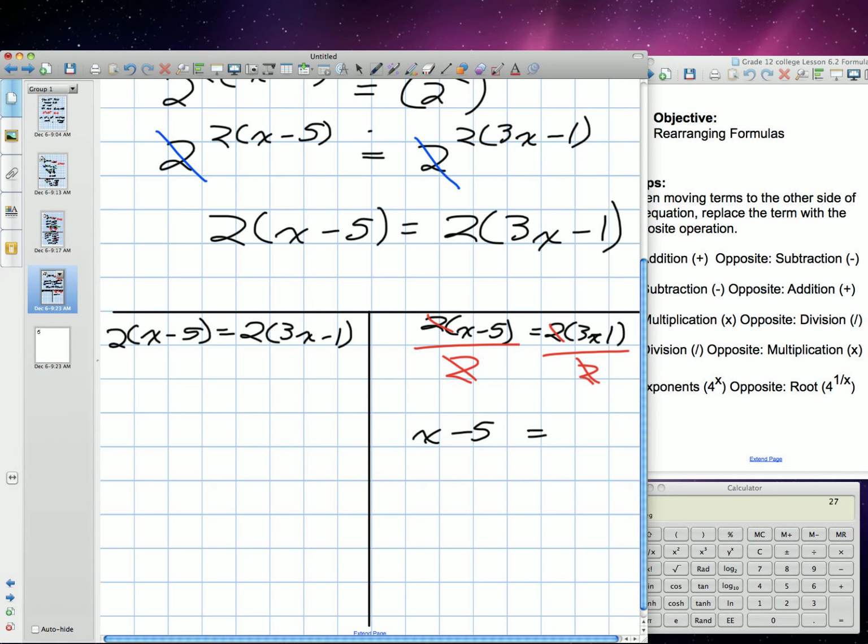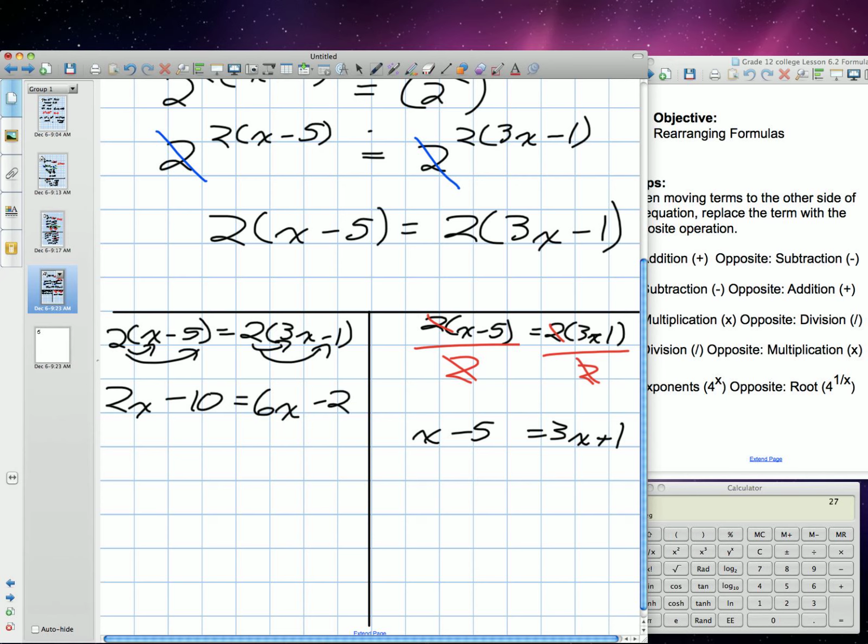Now on the other side, what we could have done is distributed the 2 into the brackets. Either method's going to work. One will take a little longer. So 2 times x is 2x. 2 times negative 5 is negative 10. 2 times 3x is 6x. 2 times negative 1 is negative 2.